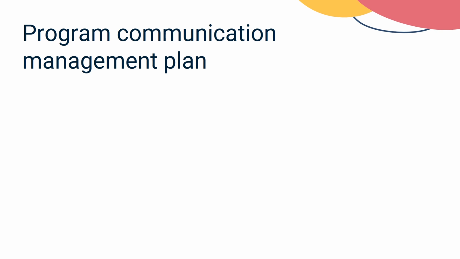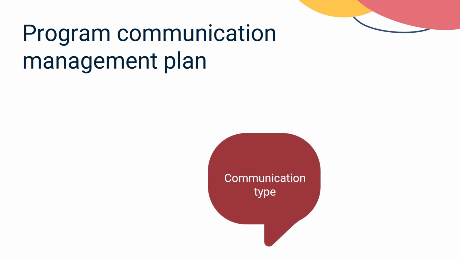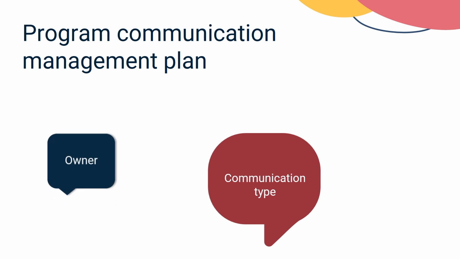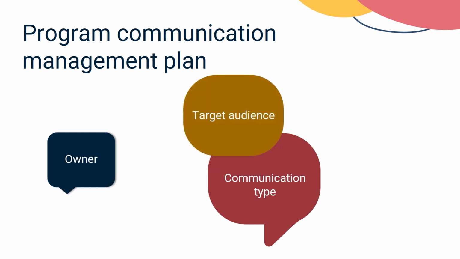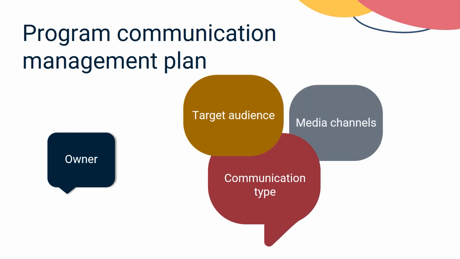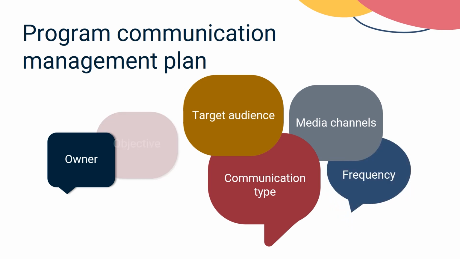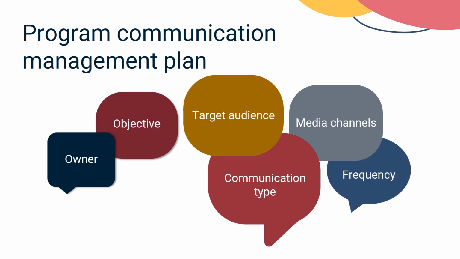The plan should contain the following elements: the specific topic or type of information to communicate, the responsible owner for preparing and delivering the communication, the target audience who will receive the communication, the method or platform used to deliver the communication, such as an email, a meeting, or a report, the frequency the communication should occur, the objective of the communication. Also, comment on additional information and context, such as specific details to include or follow-up actions.